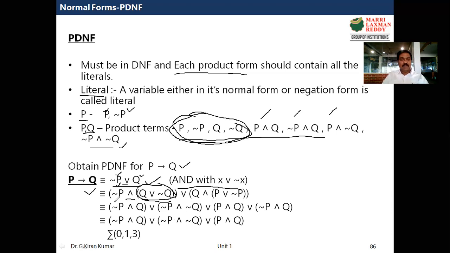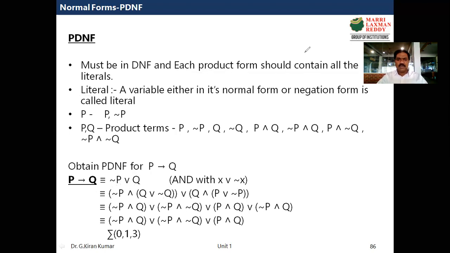Therefore, when I AND Q OR negation of Q with negation of P, the value of negation P is not changing. It is still negation of P only. Similarly, for the second term Q, the literal P is missing, right? So what I did is AND with P OR negation of P. That means the value of Q is not changing. The expression value is still Q only. Okay, fine. Now observe the next step. I just applied De Morgan's law. When I apply De Morgan's law, this AND will go inside and this OR will come out.